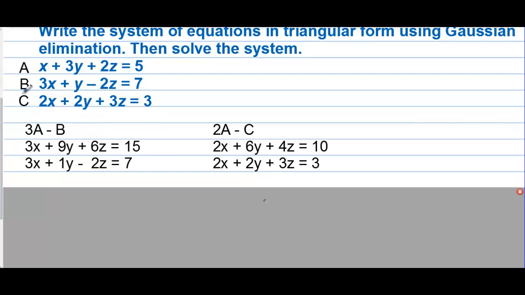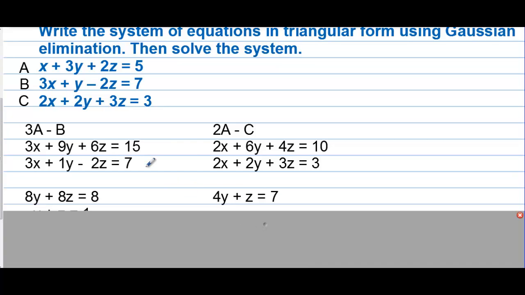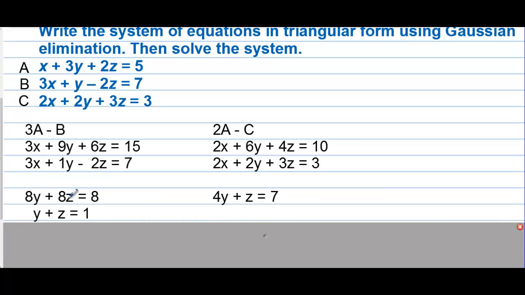On the first step, we're going to take 3 times what I've called equation A, and then we're going to subtract B. So we take A times 3, we get 3, 9, 6, and then 15, and we can subtract the second equation because we'll have 0x. So we're eliminating x. Then we get 8y plus 8z, because we have 9 minus 1, 6 minus 2, 6 minus negative 2, and 15 minus 7.